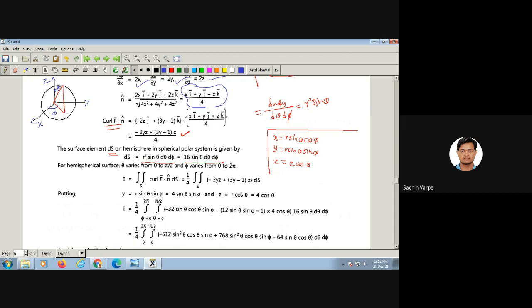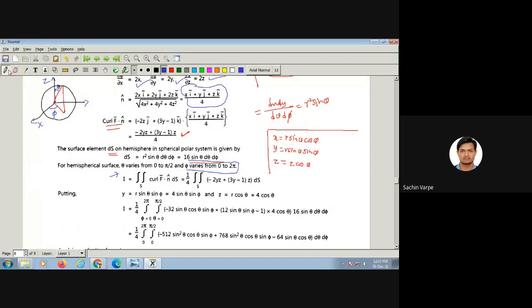So theta will always vary from 0 to pi to complete the sphere, along with phi varies from 0 to 2 pi. So these are the limits: theta varies from 0 to pi by 2, not pi, 0 to pi by 2, and phi varies from 0 to 2 pi. Actually, for the complete sphere, theta varies from 0 to pi, and for a hemisphere, theta varies from 0 to pi by 2. These are the standard limits of theta and phi.